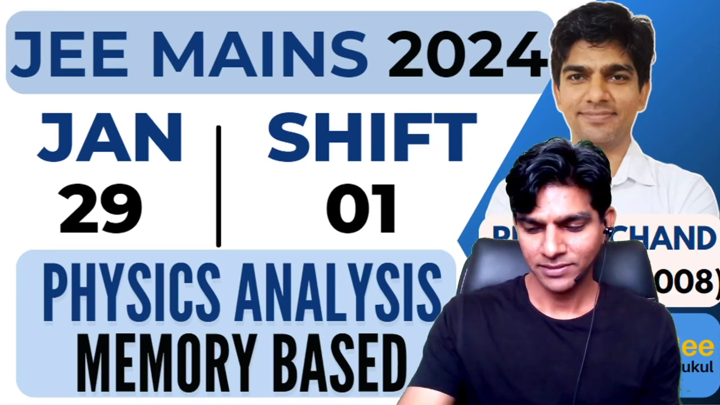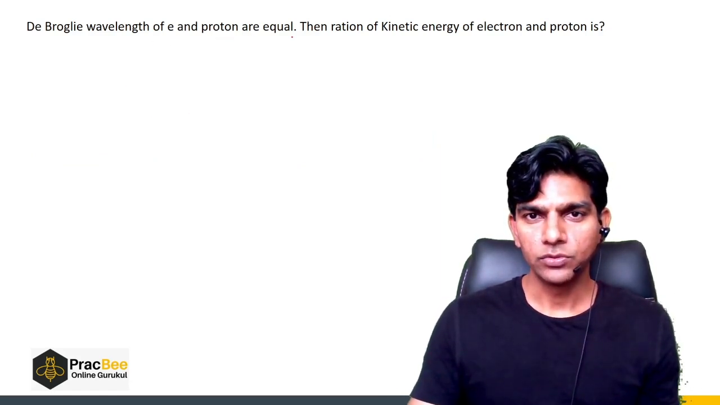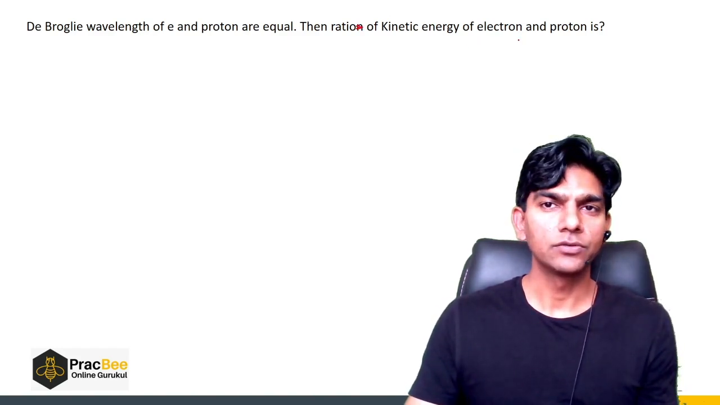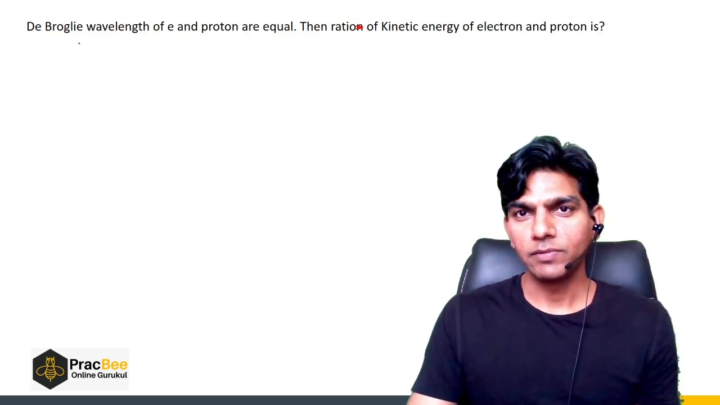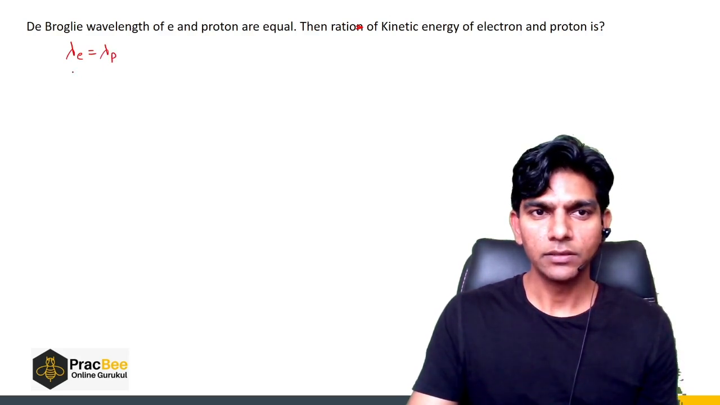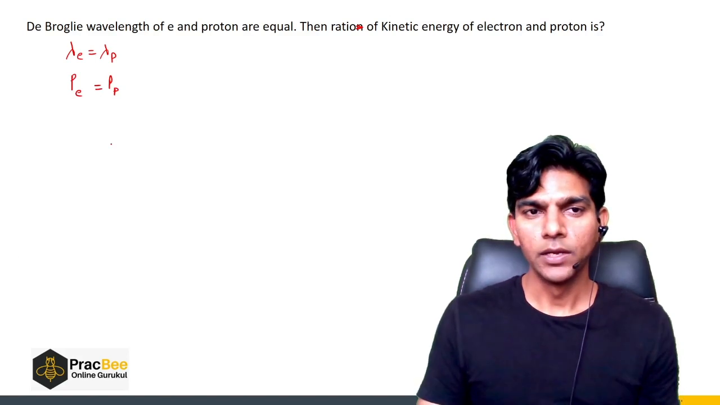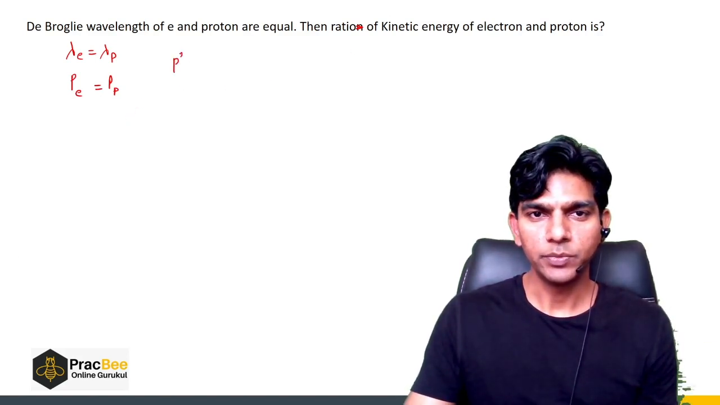So let us see. Now the first question is: the de Broglie wavelength of an electron and a proton are equal. Then find the ratio of the kinetic energy of the electron and proton. A very straightforward question. If the de Broglie wavelengths are the same, so if lambda_e equals lambda_p, we can say the momentum of the electron will be the same as the momentum of the proton. If momenta are the same, we have to find the ratio of the kinetic energy, and we know that p square by 2m is the kinetic energy.